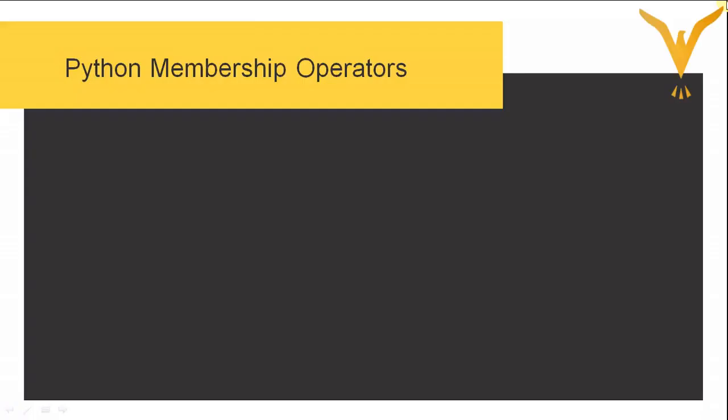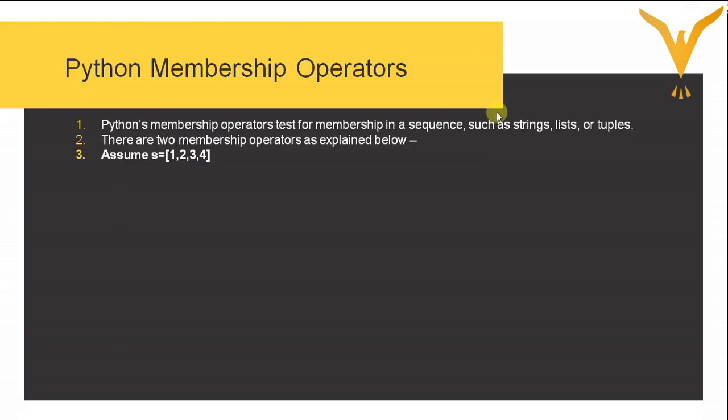Now we are going to understand membership operators in Python. So what exactly is a membership operator? Let's see. Python membership operators test for membership in a sequence. So basically, these operators work with a sequence. They check whether a particular element is a part of the sequence or not.